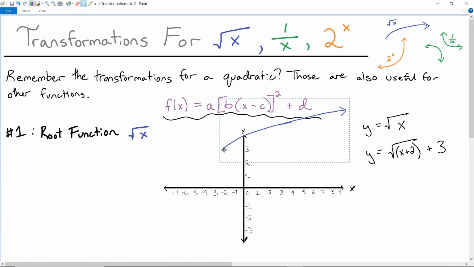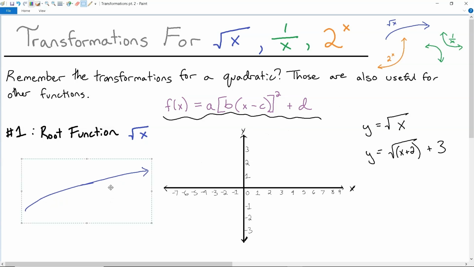So we can see here that our first point, or we could call it the origin of our original parent function, has been shifted based on the c and d values. That's a core idea that we can use for square root functions: the c and d values shift the origin of the parent function.